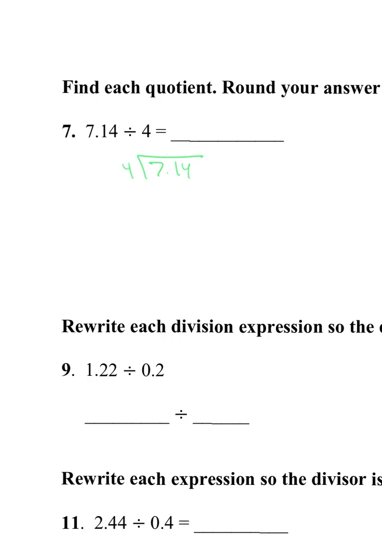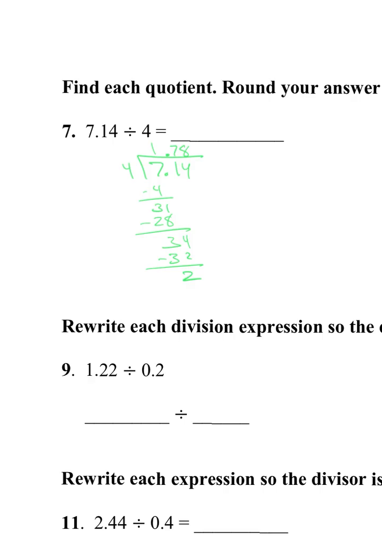Go ahead and bring the decimal point up into the quotient. 4 will go into 7 one time without going over. 1 times 4 is 4. Subtract those, I get 3. Bring down the 1. 4 goes into 31 7 times. 7 times 4 is 28. Subtract those, I get 3. Bring down the 4. 4 will go into 34 8 times without going over. 8 times 4 is 32. Subtract those, I get 2.